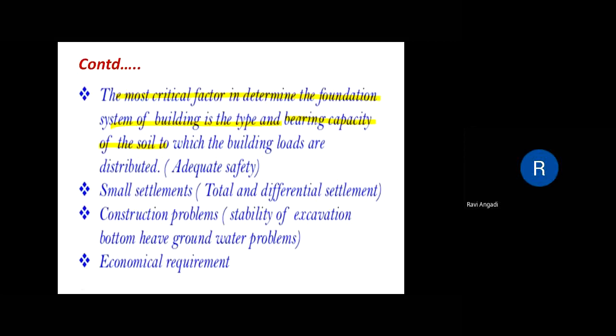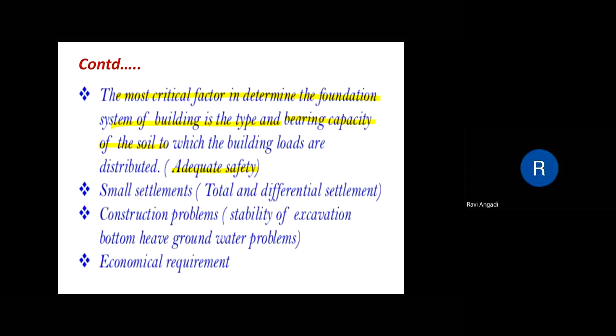So based on the bearing capacity of the soil, we give the dimensions for the footing, and those footings will distribute the load evenly underneath the footing. That is, it should be adequately safe. The most critical factor in determining the foundation system of a building is the type and bearing capacity of the soil to which the building loads are distributed, and that is what we call the adequate safety it should possess.